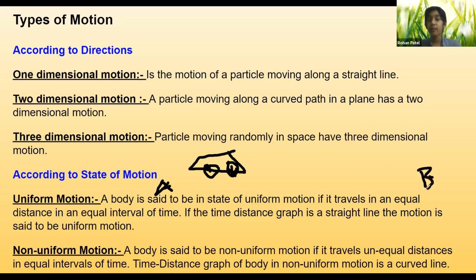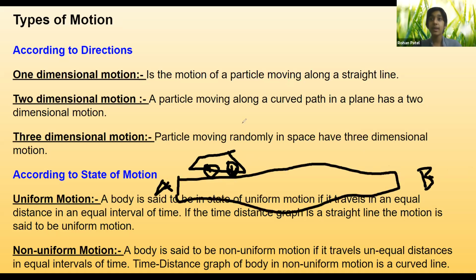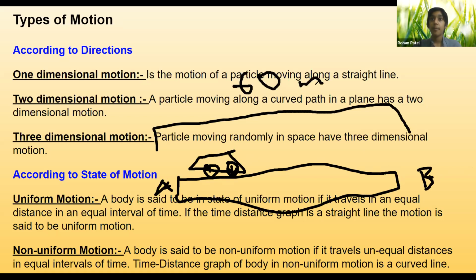Now what's happening is that on this road, the distance from A to B is 60 miles. Now that's how far it is, that's the distance. And he reaches place B in 60 minutes, in 1 hour.